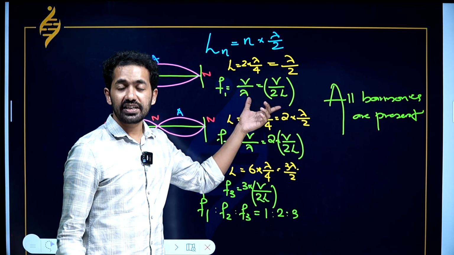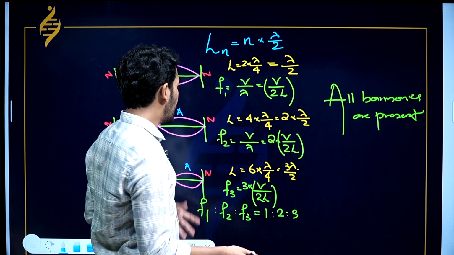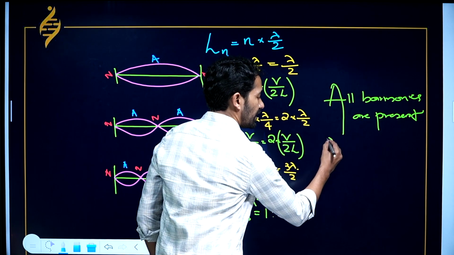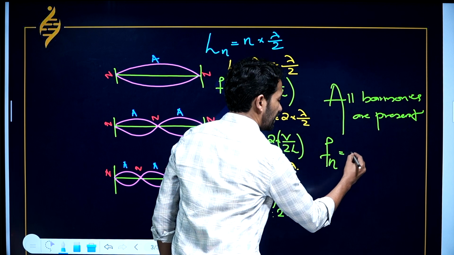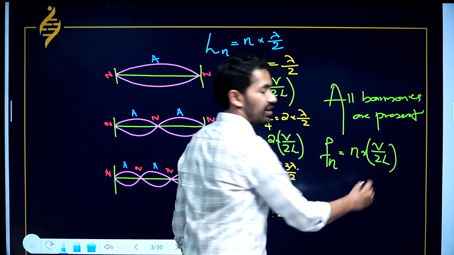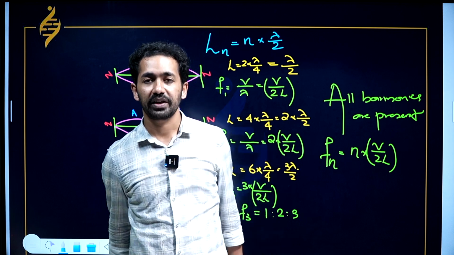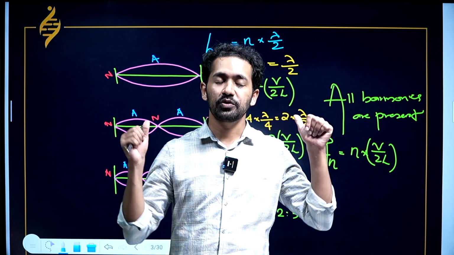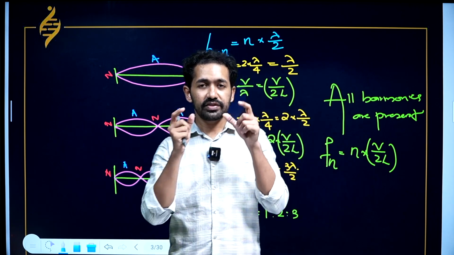Okay, so we know what the frequency is and we know what the length is. What can be the general equation for frequency here? Like in the case of an open pipe, here also the general equation will be fn is equal to n into V divided by 2L. So I think it is a very simple topic, and it is a very high yielding topic too, the topic harmonics from this chapter, waves.